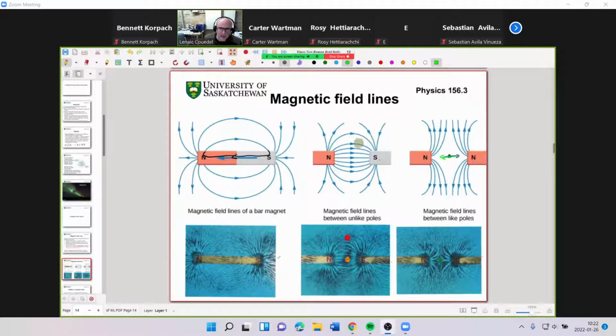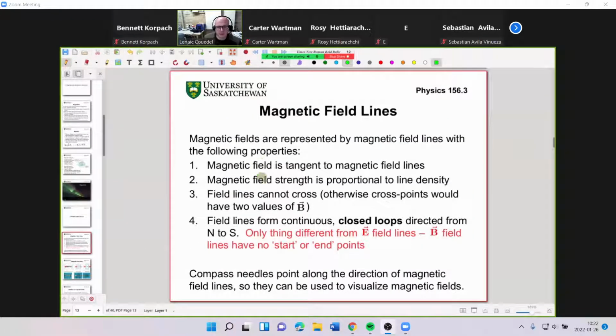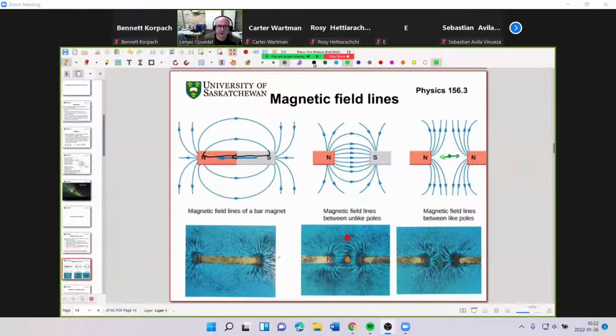Okay, so now if we go back to the list of things, the magnetic field is tangent to the magnetic field line. So if I go back to the example here, if I just want to plot the magnetic field at different points, for example, I will choose here, here, and right there.